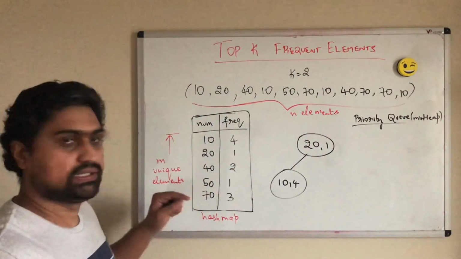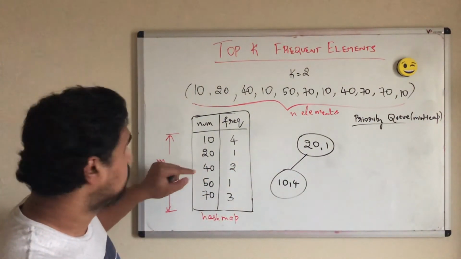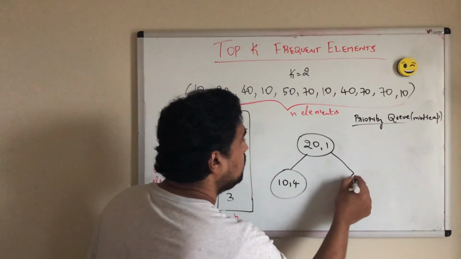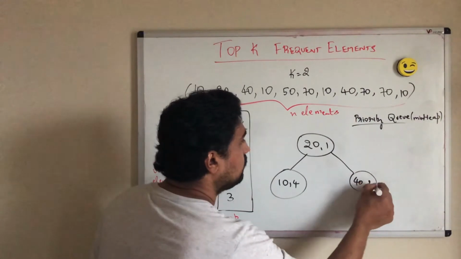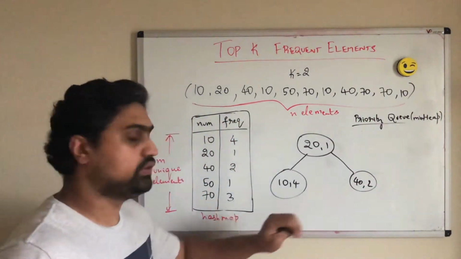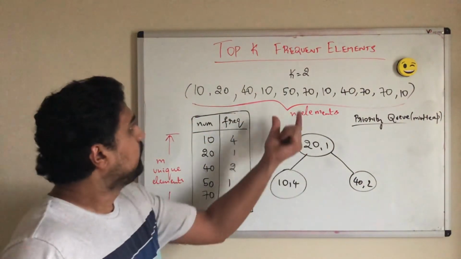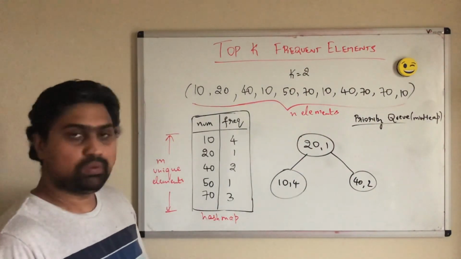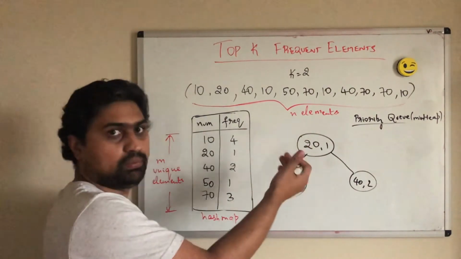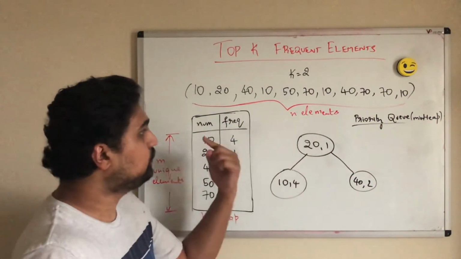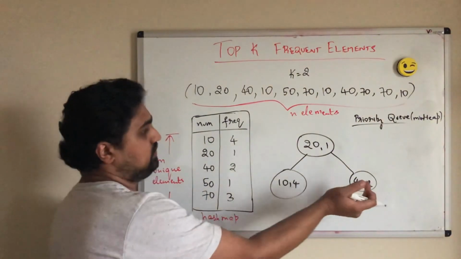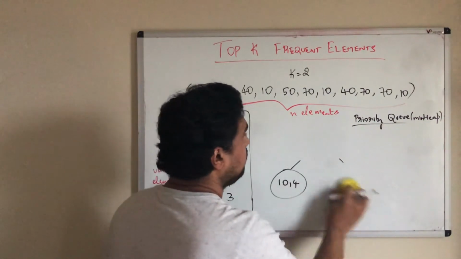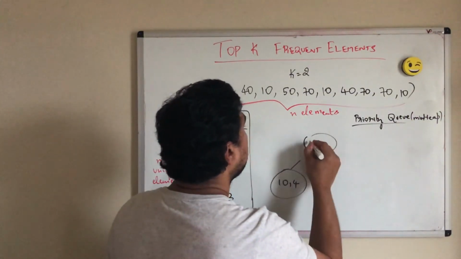Okay, now let's move to the next element in the hash map. So this is 40, 2. So we'll add 40, 2 to the priority queue. Now this frequency is greater than 1, so the priority queue is balanced. But the size of the priority queue is 3 and this is greater than 2. So we have to remove the least frequent element from the priority queue. So that is the top of the priority queue. This is 20, 1. So let's remove this, and the priority queue is rebalanced and this will move to the top. So this will be 40, 2 here.